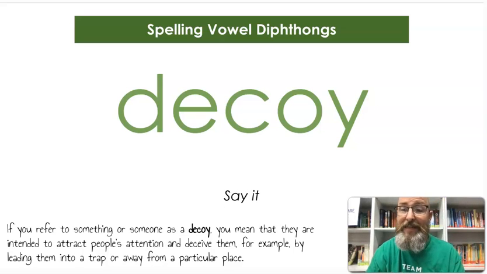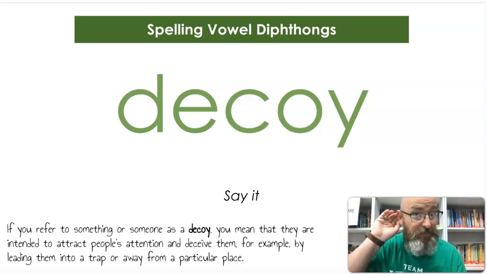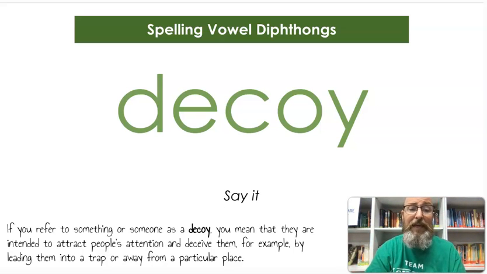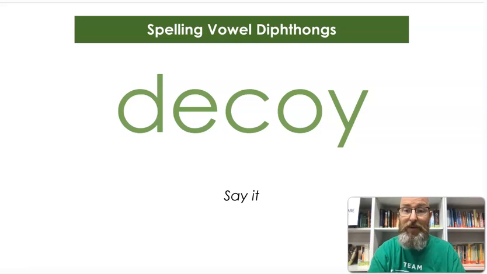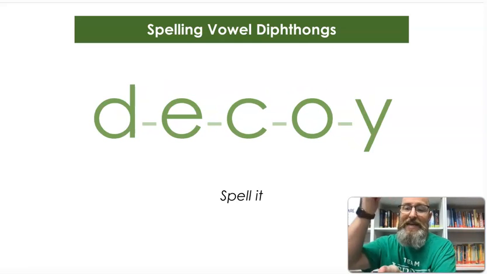Our next word is decoy. Say decoy. If you refer to something or someone as a decoy, you mean they are intended to attract people's attention and deceive them. For example, by leading them into a trap or away from a particular place. Count the syllables. Decoy. Decoy. Let's spell it.